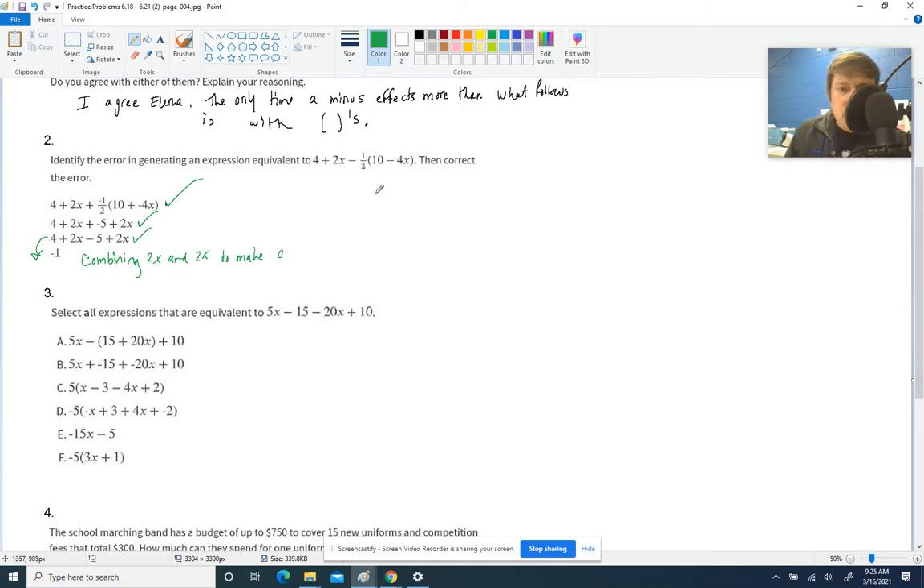What they should have done is they should have written 4 plus a negative 5. They never should have really taken that minus out. They should have just left it as a plus a negative. And then plus 2x plus 2x. Yes, you do get a negative 1 when you combine those, but you also get a 4x. So you could have negative 1 plus 4x, or you could have 4x minus 1. Either one of those would be fine.